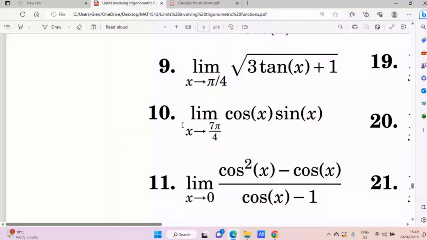Tando, what did you get? I got 1. Tando, you got 1. Lerato, what did you get? 1. Ndumiso, what did you get? I got 2, sir. Lebo, what did you get? -1.